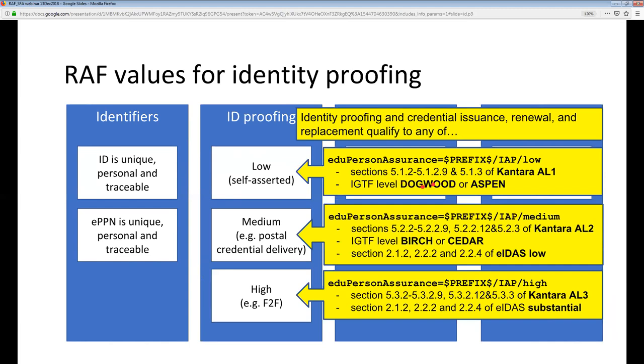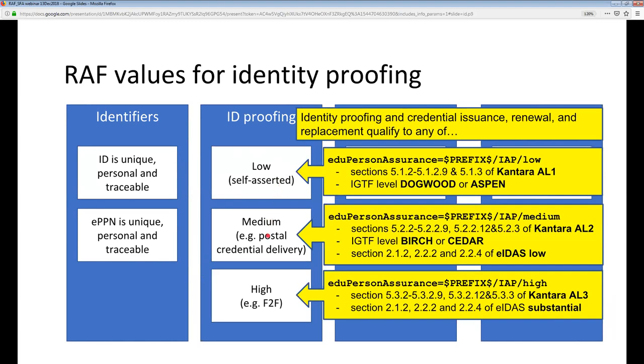So if the CSP knows they are compliant with Kantara Assurance Level 1 or IGTF Level Dogwood or Aspen, they know they are also compliant with this ID proofing level IAP low.